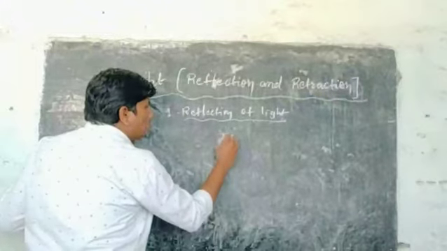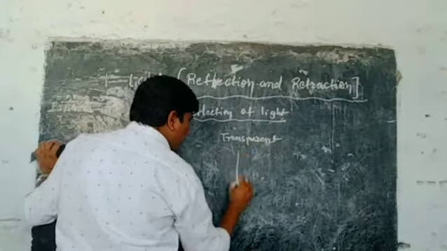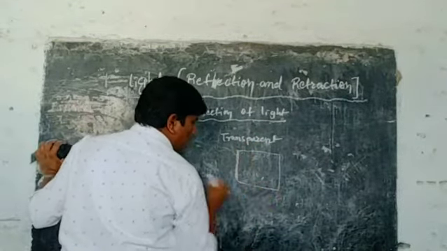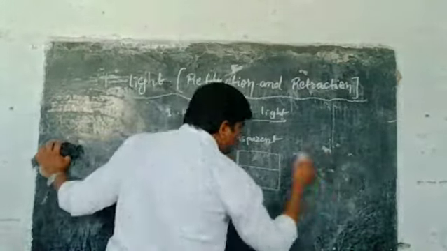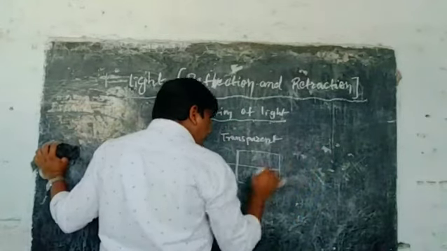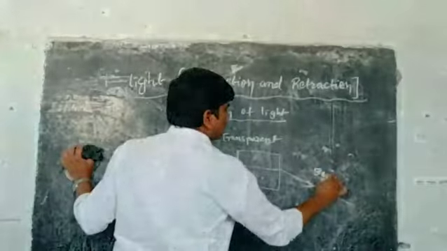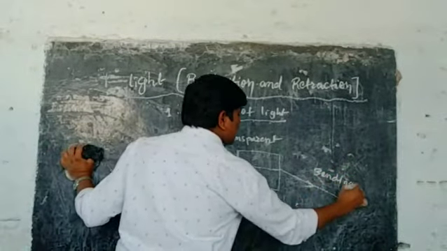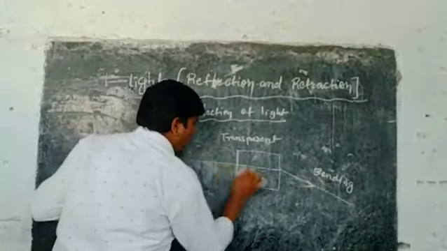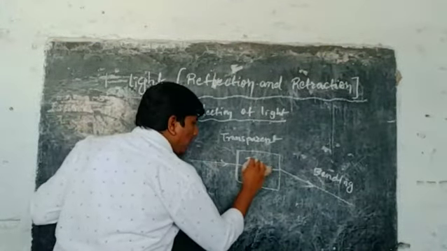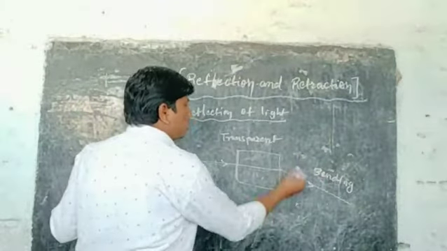When light falls on a transparent object, for example, you think this is a transparent object. When light falls, it allows the light to the other side, but it undergoes refraction, meaning bending. About that we will discuss clearly in the next part of the lesson. Just think, when light falls on a transparent object, it allows the light to the other side, so it undergoes refraction.